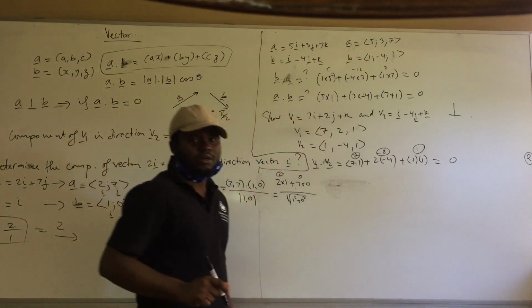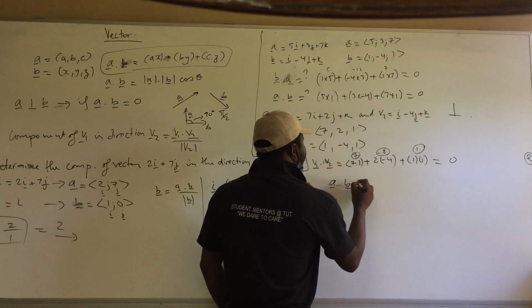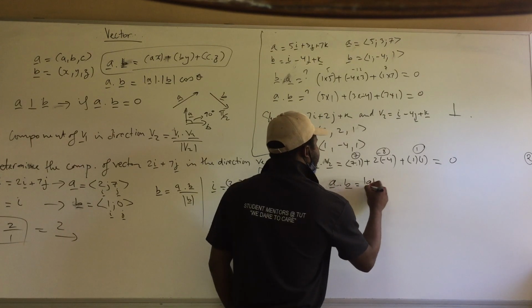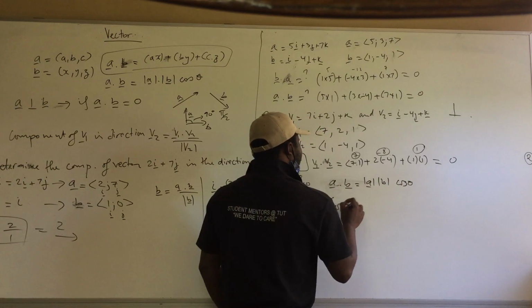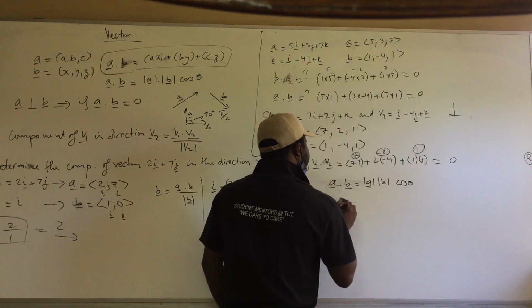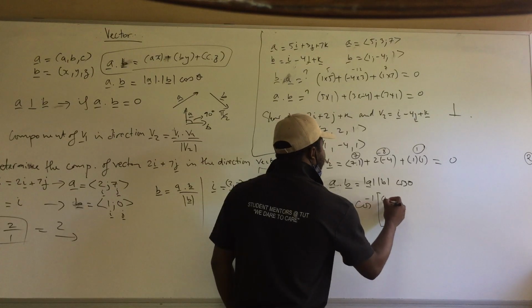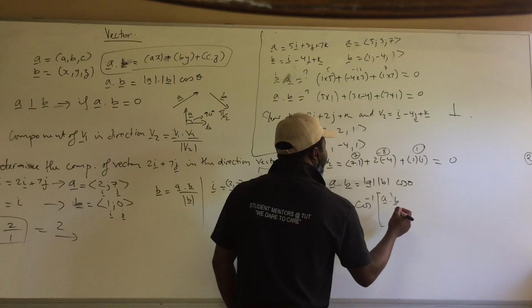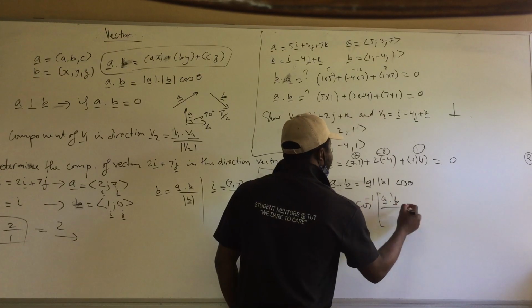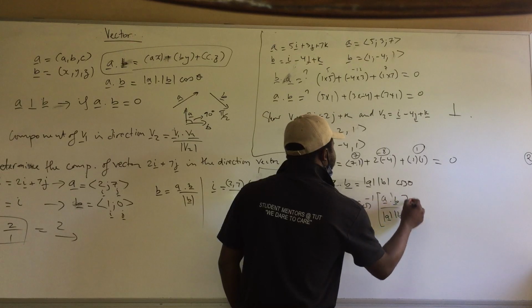You don't need to do that, but if you want us to do it, we're going to know it. It's like this: A dot B equals magnitude of A times magnitude of B times cos theta. From here, we're going to find cos theta. Theta will be equal to cos inverse of A dot B divided by the magnitude of B times the magnitude of A.